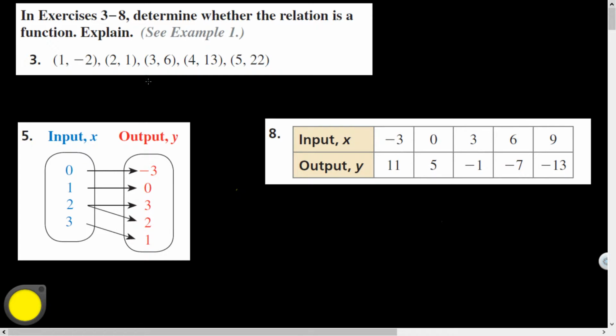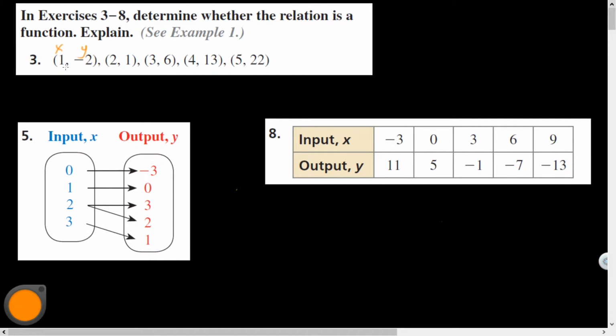These patterns are amazing. See, it says determine whether the relation is a function. Explain. Okay, so a function has exactly one output for every input. In the case of ordered pairs, our input was the first number and our output was the second number. We also frequently call ordered pairs x and y, (x, y).